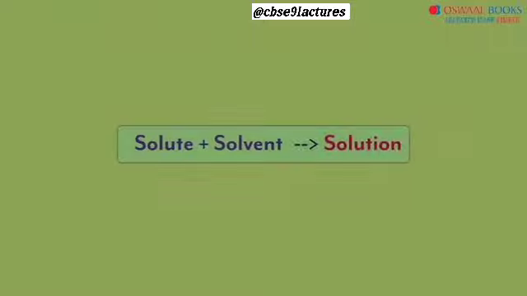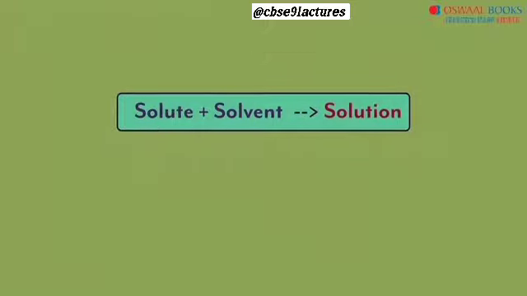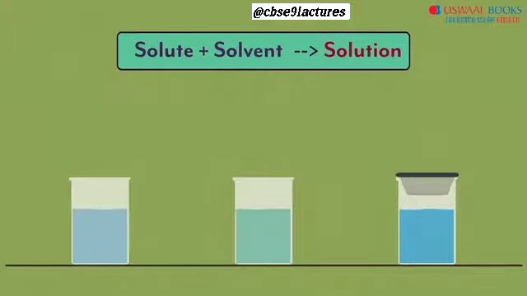Now what about the final product formed after a solute has mixed with a solvent? What do we call such a substance? It is called a solution. Solvent plus solute gives rise to a solution. So what we have in all 3 beakers are solutions. What are the characteristics of a solution? Let us look at the beakers to study the characteristics of a solution.